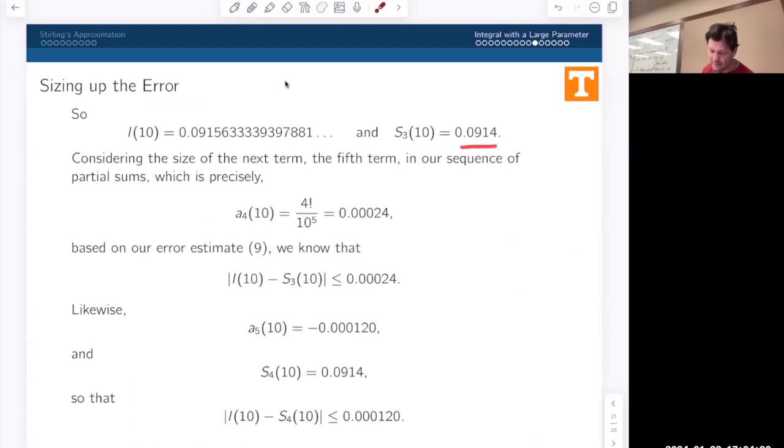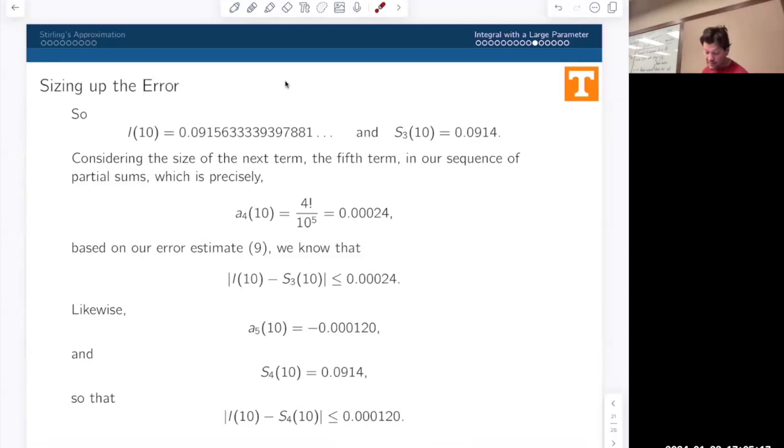Okay, so there's my approximation of the exact value. And we have a good gauge of how good the approximation is, because we have an estimate of our remainder term. So remember, the remainder term, R4, is going to be bounded by the absolute value of A4 evaluated at 10. In this case, this just so happens to be positive, so we don't have to take the absolute value of it. And that value is 4 factorial over 10 to the fifth, and that turns out to be 0.00024. So that's pretty small. That tells us how good our approximation is. If that's good enough for you, you can stop there and be done.